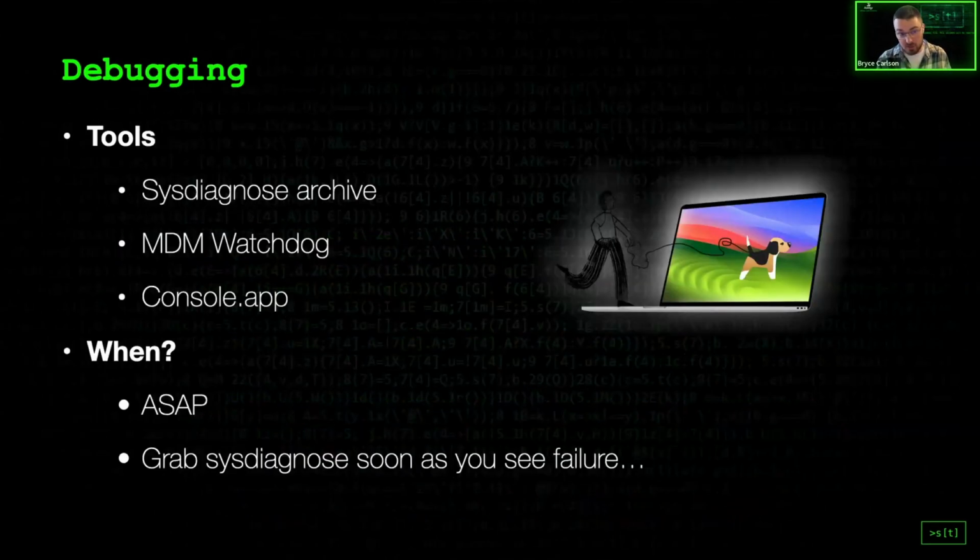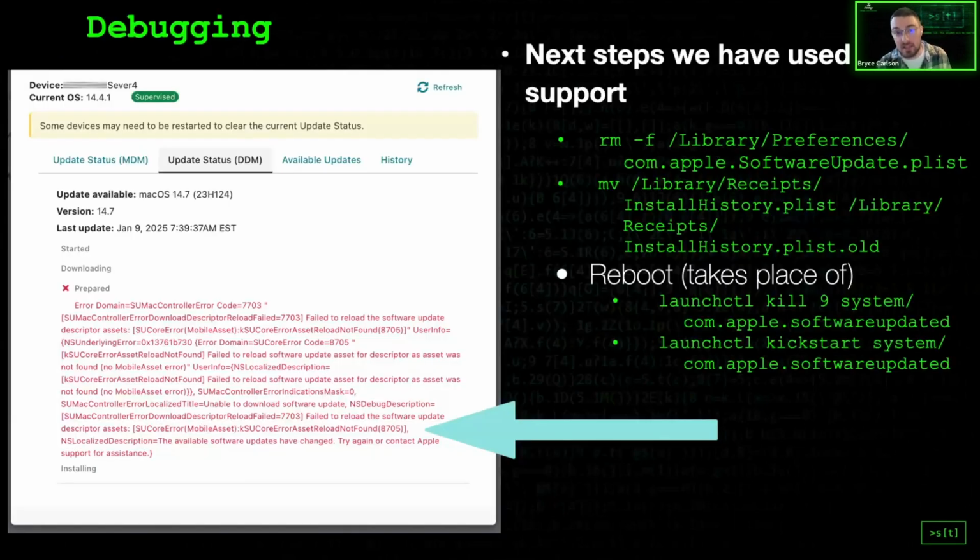So the tools to do that are going to be your sysdiagnose archive, MDM Watchdog, and the Console app. When should you grab the logs? As soon as possible. As soon as you see failure, or if you have Watchdog grabbing that, you can go grab them from there. What does that look like in Addigy?